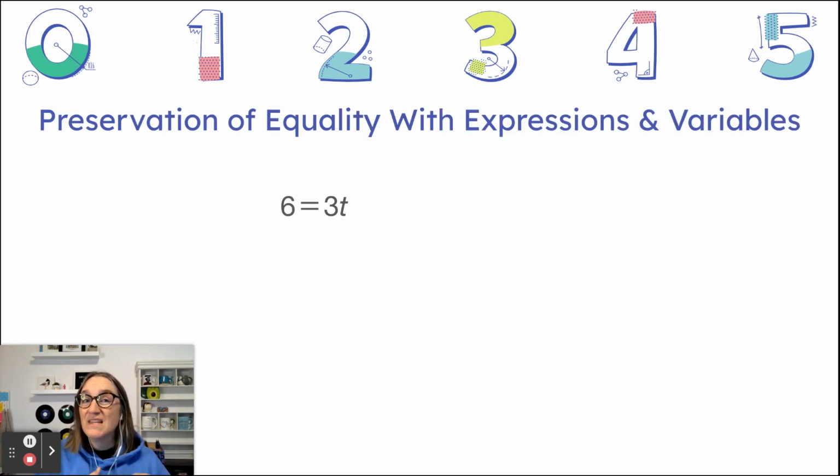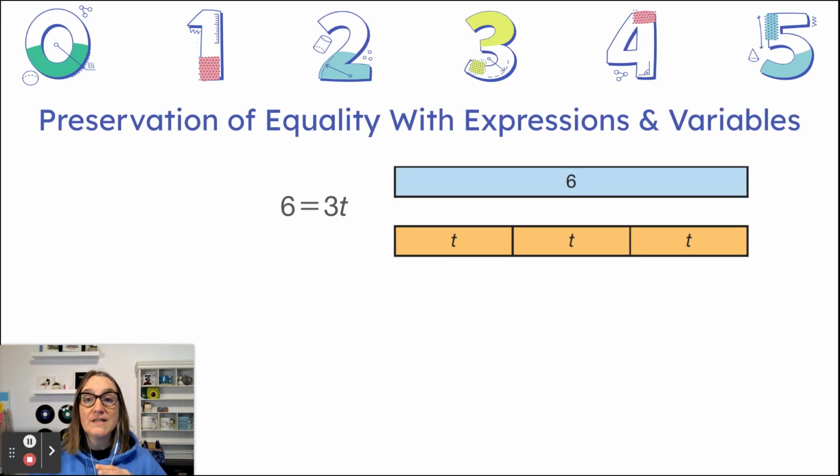6 equals 3t. In this case, 3t is our expression that uses the variable. T is the variable, and 3t means 3 times t. Now, I'm going to model this using number strips. They're similar to fraction strips, but I find it's a really good way to help represent equations that have variables. In this picture, there's one blue strip that represents the value 6, and it's exactly the same length as those 3 strips end to end, which are labeled with t. So you can see here, 6 equals 3t, or 3 times t.